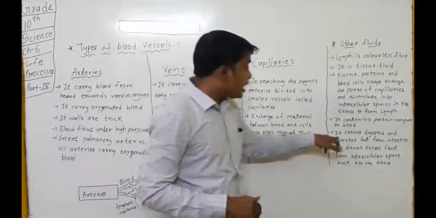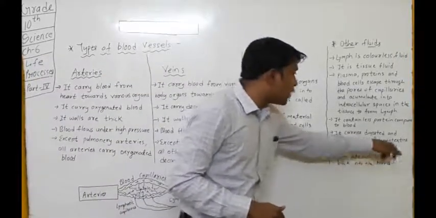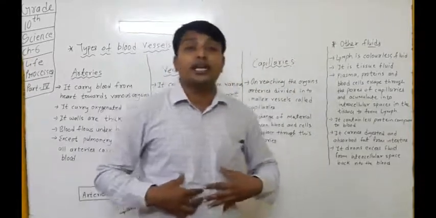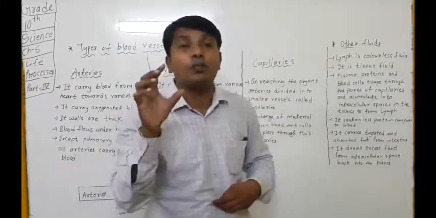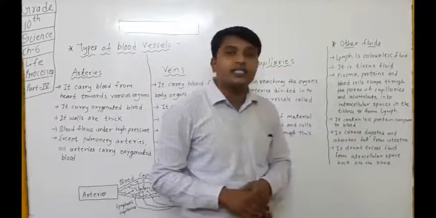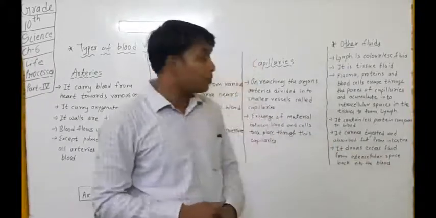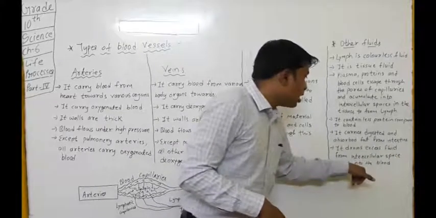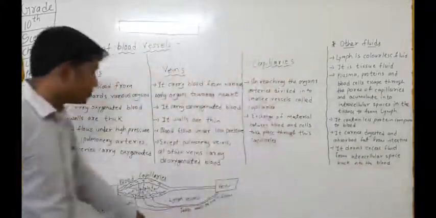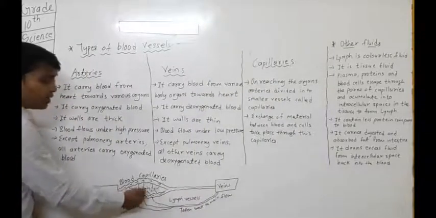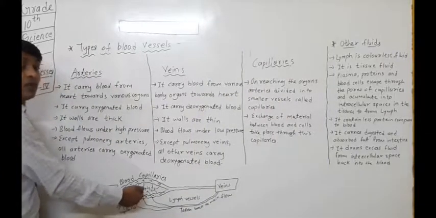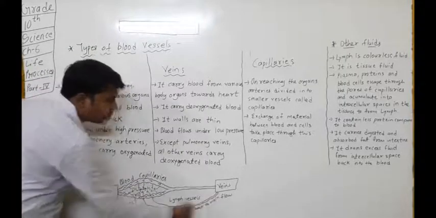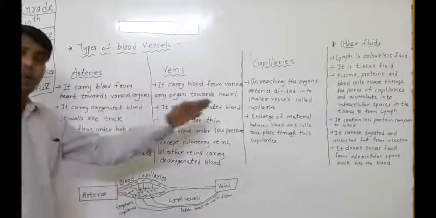Now one more thing, it carries digested and absorbed fat from the intestine. In your intestine, whether small intestine or large intestine, whatever digested and absorbed fat is there is carried by the lymph only. One more, it drains the excess fluid from the intercellular space back into the blood. That means whatever extra fluid has come out from the pores of the blood capillary is taken back to the veins by the lymphatic system in the form of lymph.